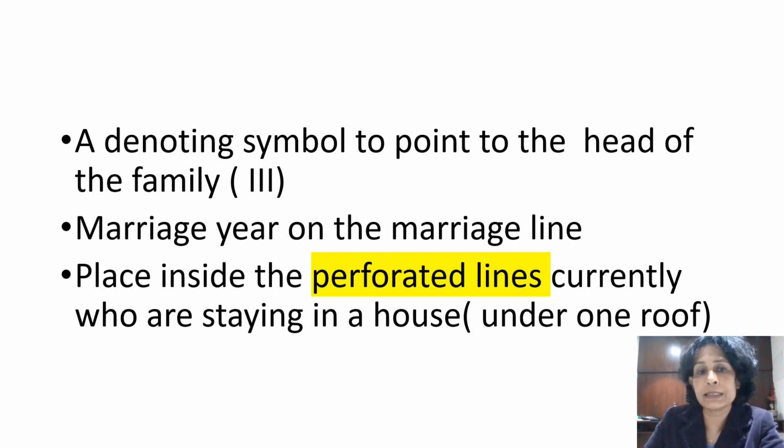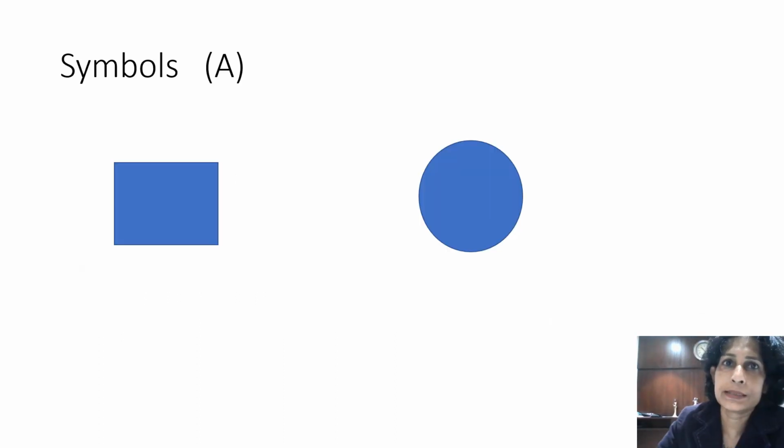You can use 3 parallel lines while denoting the head of the family. Marriage year, you can write on the marriage line. Place perforated lines that indicate who are staying currently under one roof and sharing a common kitchen. This is very important. Now let's have a glance at the symbols.